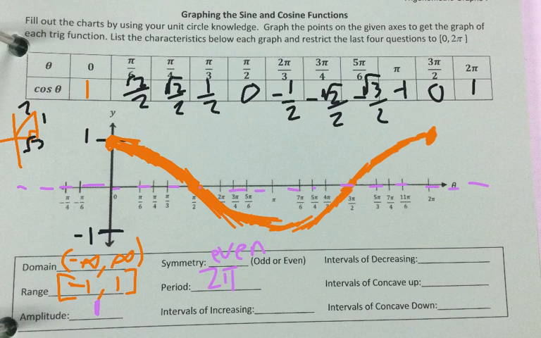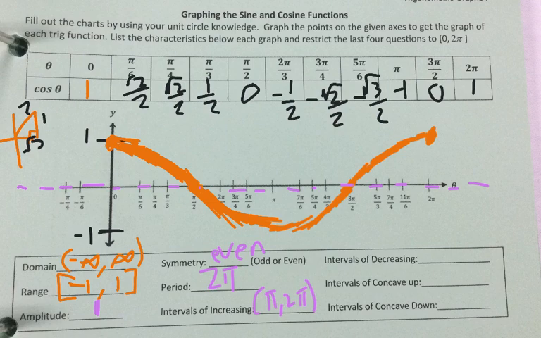Next, intervals of increasing. On what intervals is this graph increasing? Starting here at 0, remember we read from left to right. What's it doing immediately? Is it increasing or decreasing? Decreasing. When does it stop decreasing? Pi. And then from pi, it starts increasing until 2 pi. So this is increasing from pi to 2 pi on its main interval.